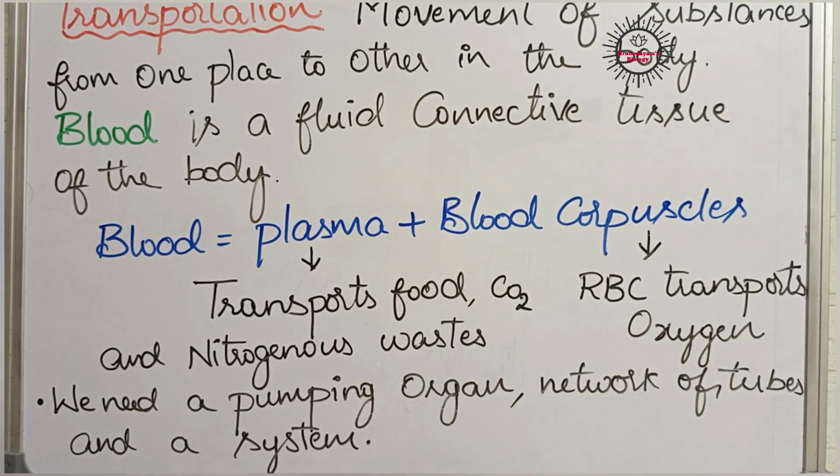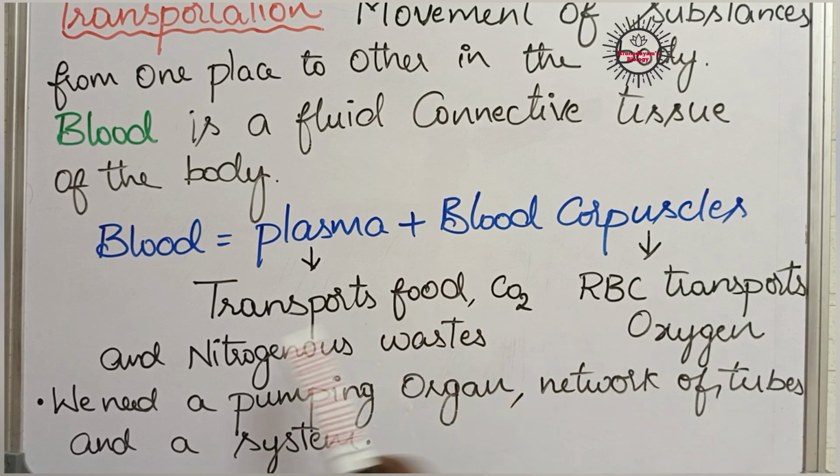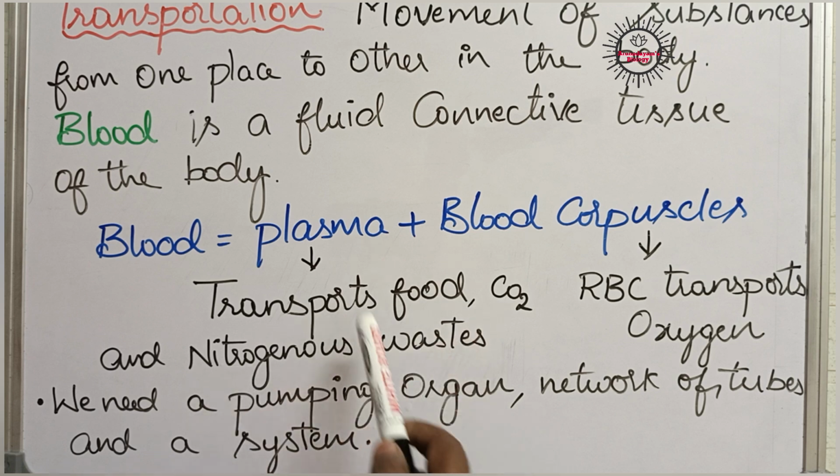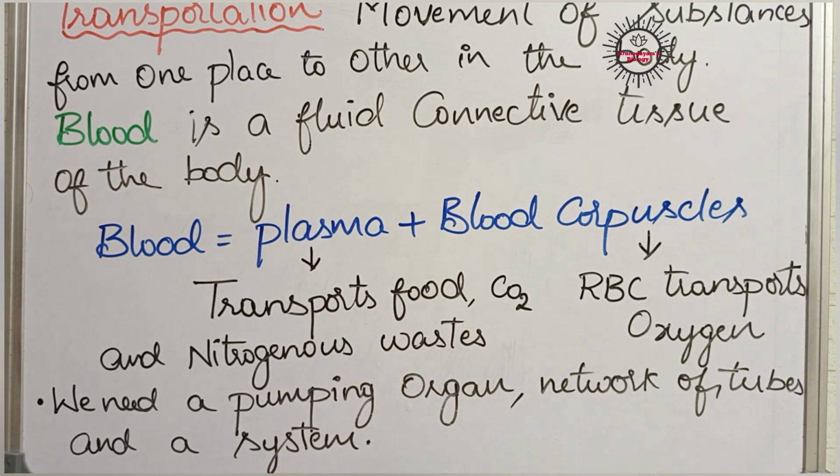And coming to the functions, plasma helps in the transportation of food, carbon dioxide, and nitrogenous waste materials. It helps in the transportation of the food which we take, carbon dioxide which is produced during respiration in our cells, and nitrogenous waste materials which are produced during metabolism in our cells. All these substances are dissolved in plasma, and along with blood they get transported to all the cells.